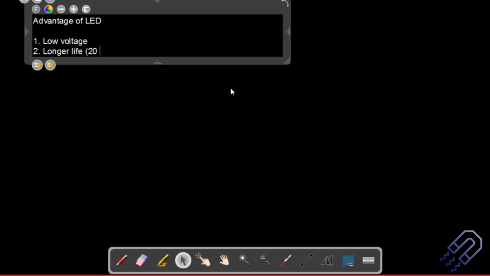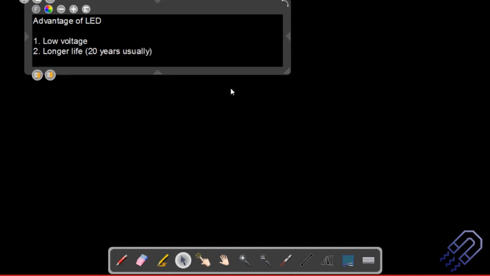So that is why, if we have an LED, it has a longer life, usually 20 years. Usually. I'm not saying everything will last that long; you might not have a television running for 20 years, that might not be possible. But in general, LEDs usually last on their own for 20 years, okay?